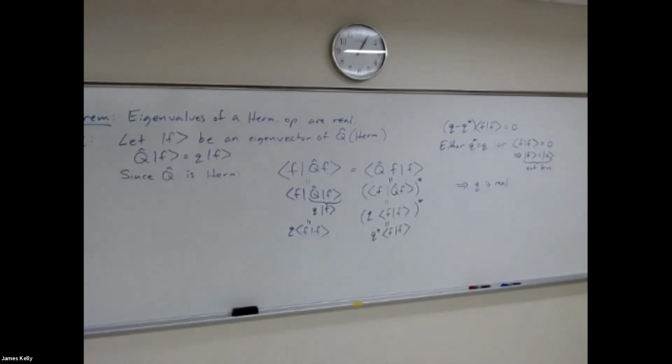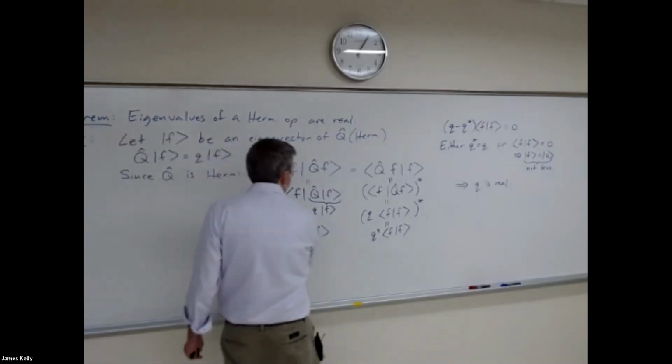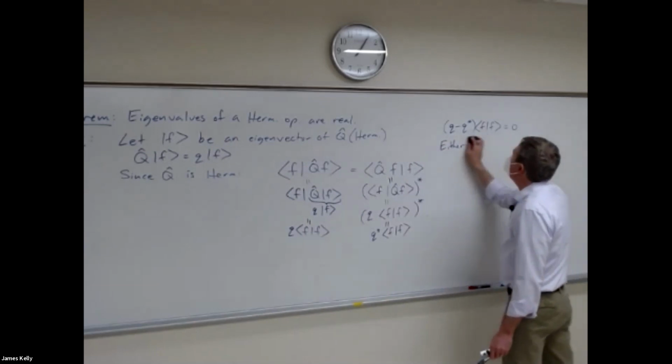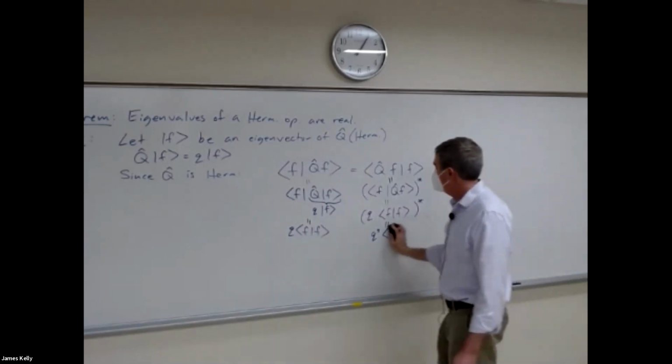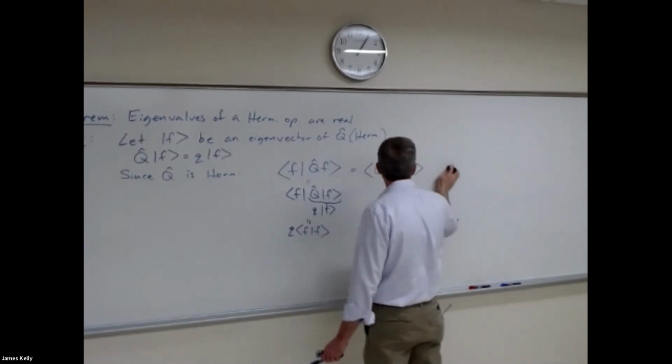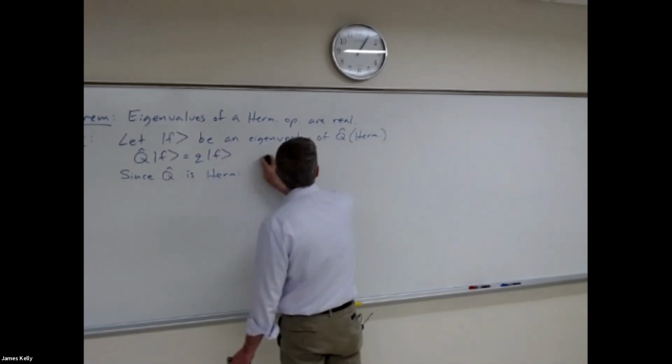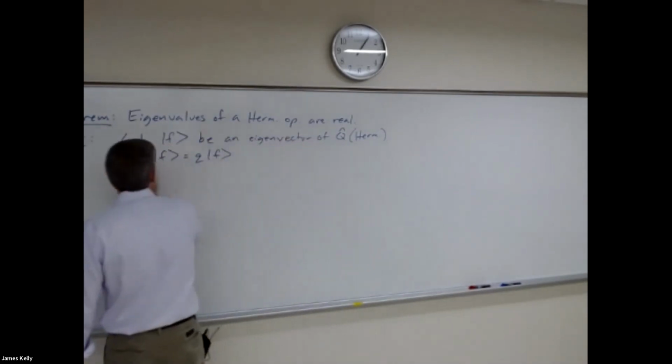All right. Let's go on to the next theorem, which is that the eigenvectors of a Hermitian operator corresponding to distinct eigenvalues are orthogonal. And this proof, once we've proven that the eigenvalues are real, is actually a little bit simpler to do. We don't have to use quite so many properties of the inner product.